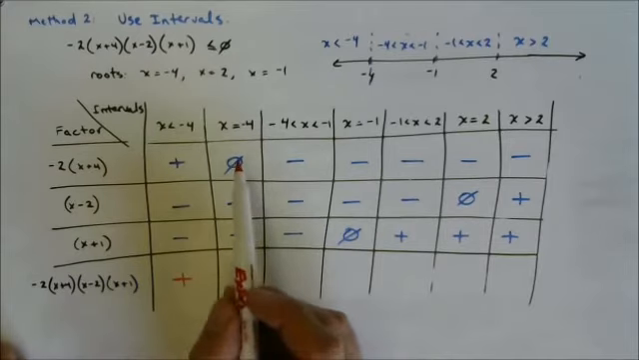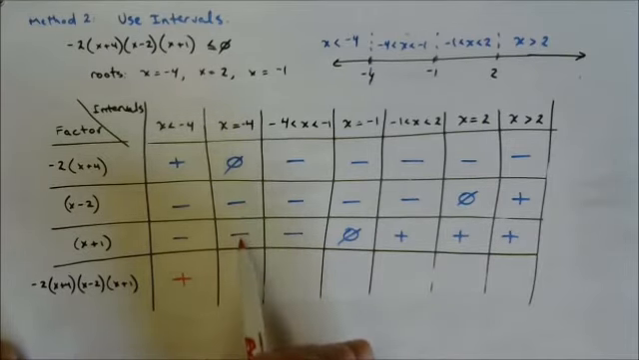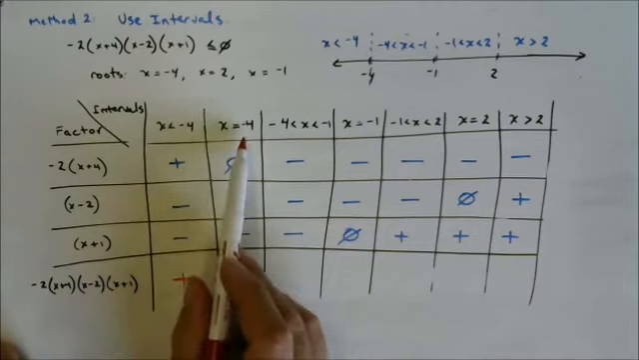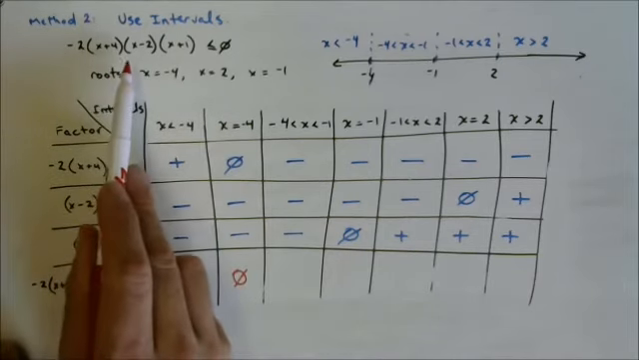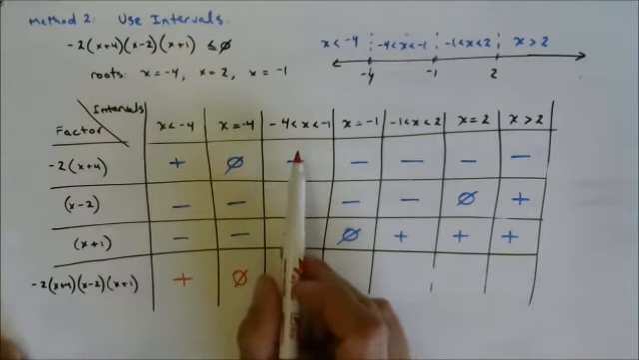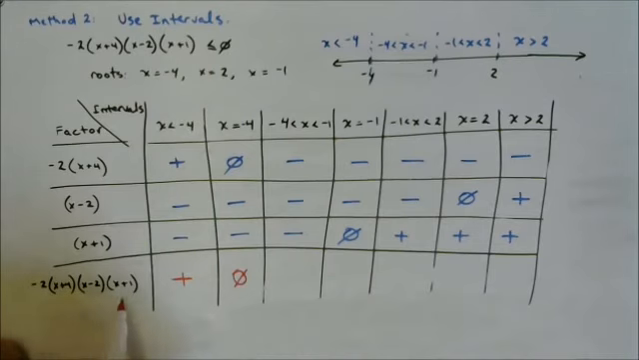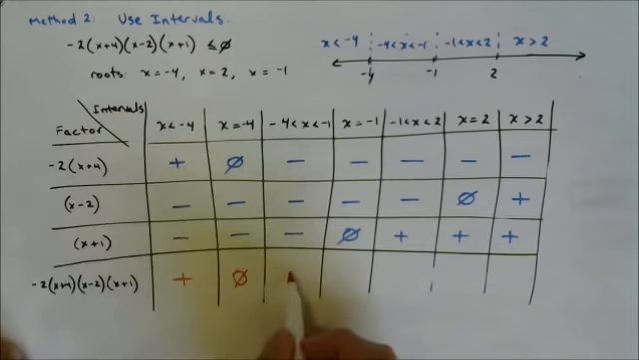In the next column, at x equals -4, we're going to have 0 times a negative times a negative. Well, anything times 0 is 0, which makes sense because -4 is a root of the corresponding equation. In the next interval, we have a negative times a negative times a negative. All of our factors are negative in that interval. 3 negative factors results in a negative.